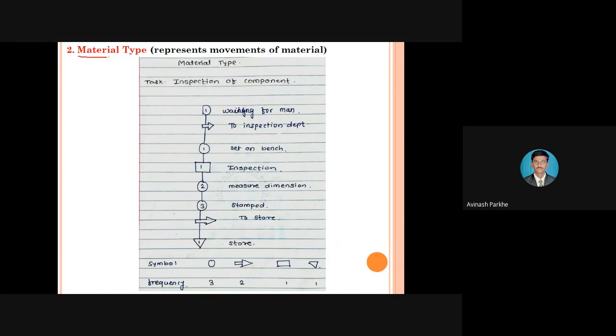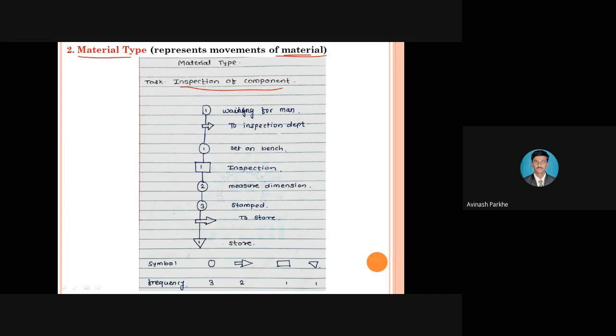What is the second type? Material type. It represents the movements of the material. Here your raw material is converted into finished goods, but while converting that raw material into finished goods, whatever movements take place by that particular raw material, those movements are represented by using this material type of flow process chart.